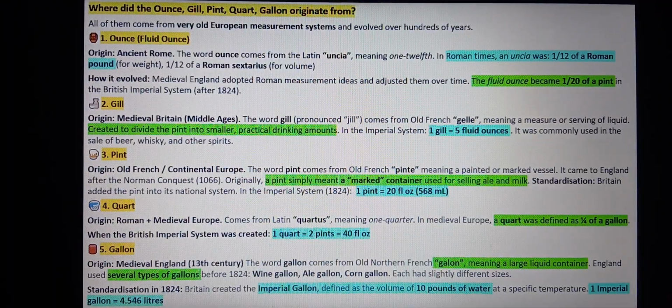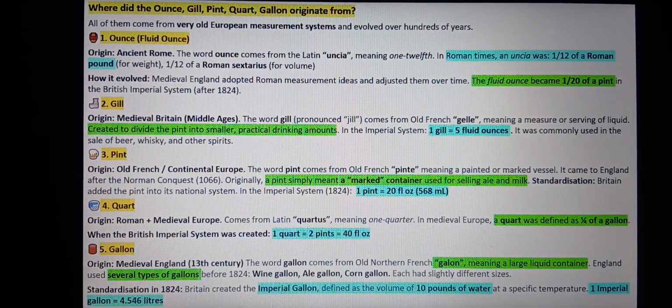The gill. The origin was from medieval Britain, Middle Ages. The word gill, pronounced Jill, comes from the Old French gille, meaning a measure of serving liquid. It was created to divide the pint into smaller practical drinking amounts. So in the imperial system, 1 gill would be 5 fluid ounces. It was commonly used in the sale of beer, whiskey, and other spirits. You might actually think that today a gill is called a tot. So you have a tot of whiskey, probably it's 5 fluid ounces.